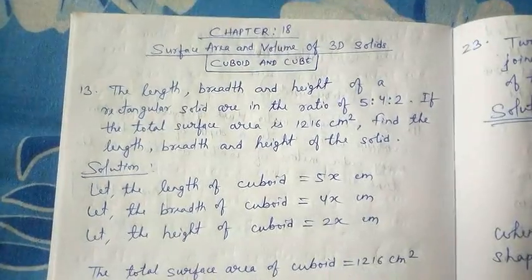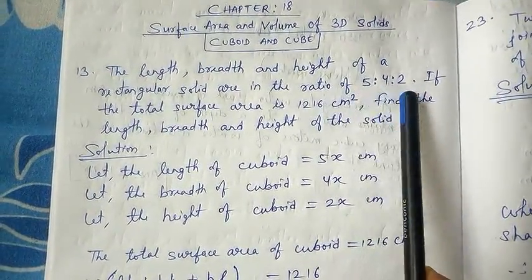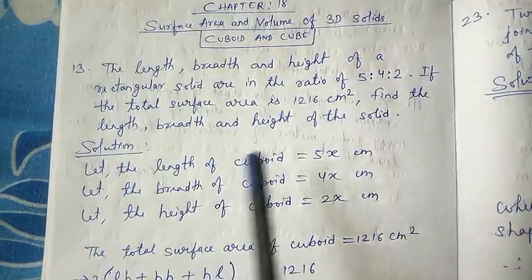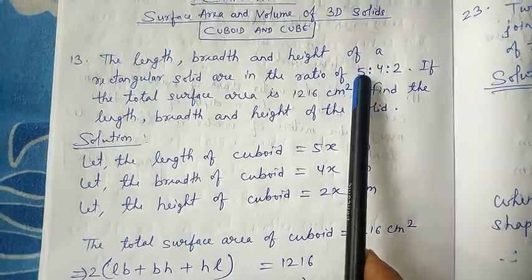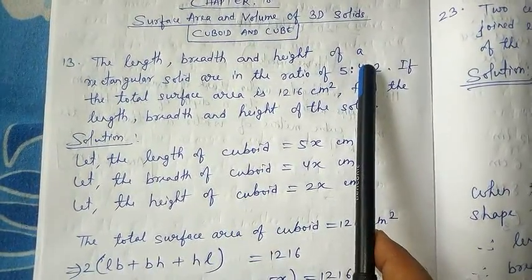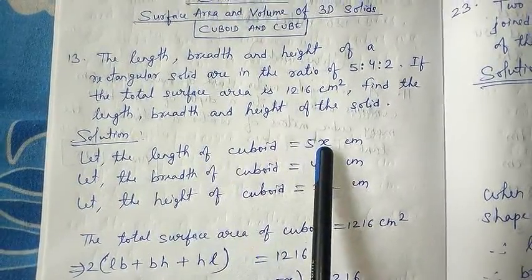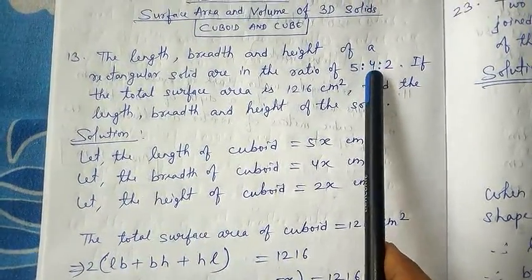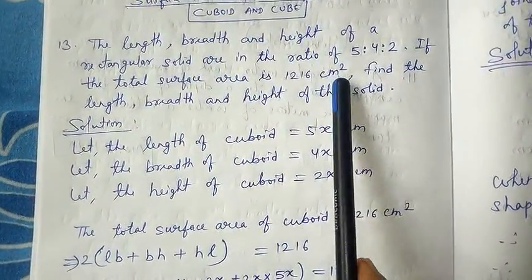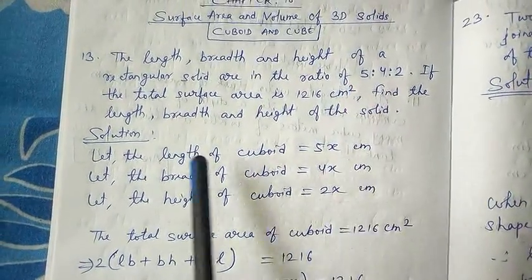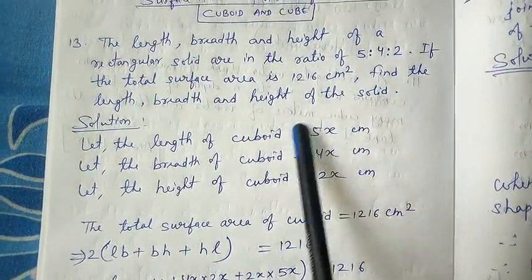So children, a very important thing I am going to tell you: whenever a ratio of any value is given, then we can write let the length of cuboid equal to 5x. So you can put x here, like for 4 you can write 4x, for 2 you can write 2x. So I can say let the length of the cuboid be 5x centimeter, let the breadth of the cuboid be 4x centimeter, and let the height of the cuboid be 2x centimeter. As there is centimeter square in the area, that means our length, breadth, height unit will be centimeter. So from here I got this particular part.